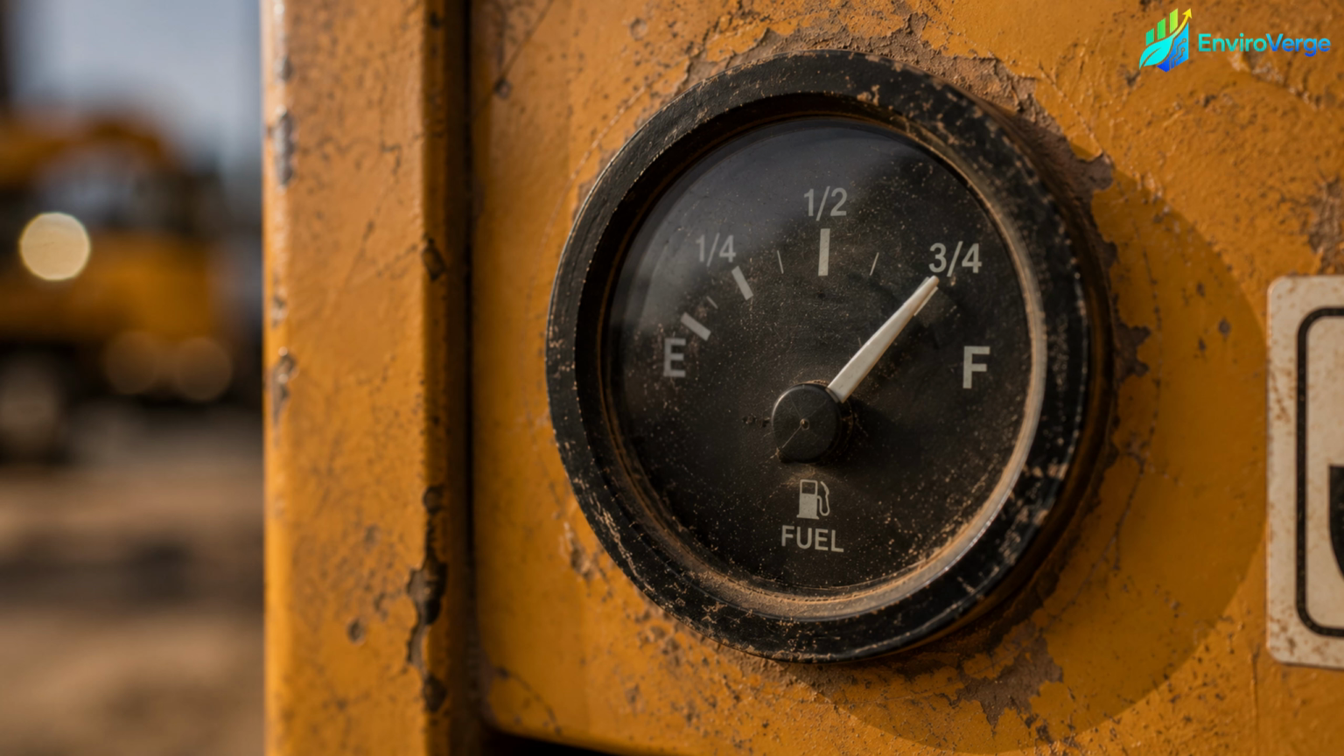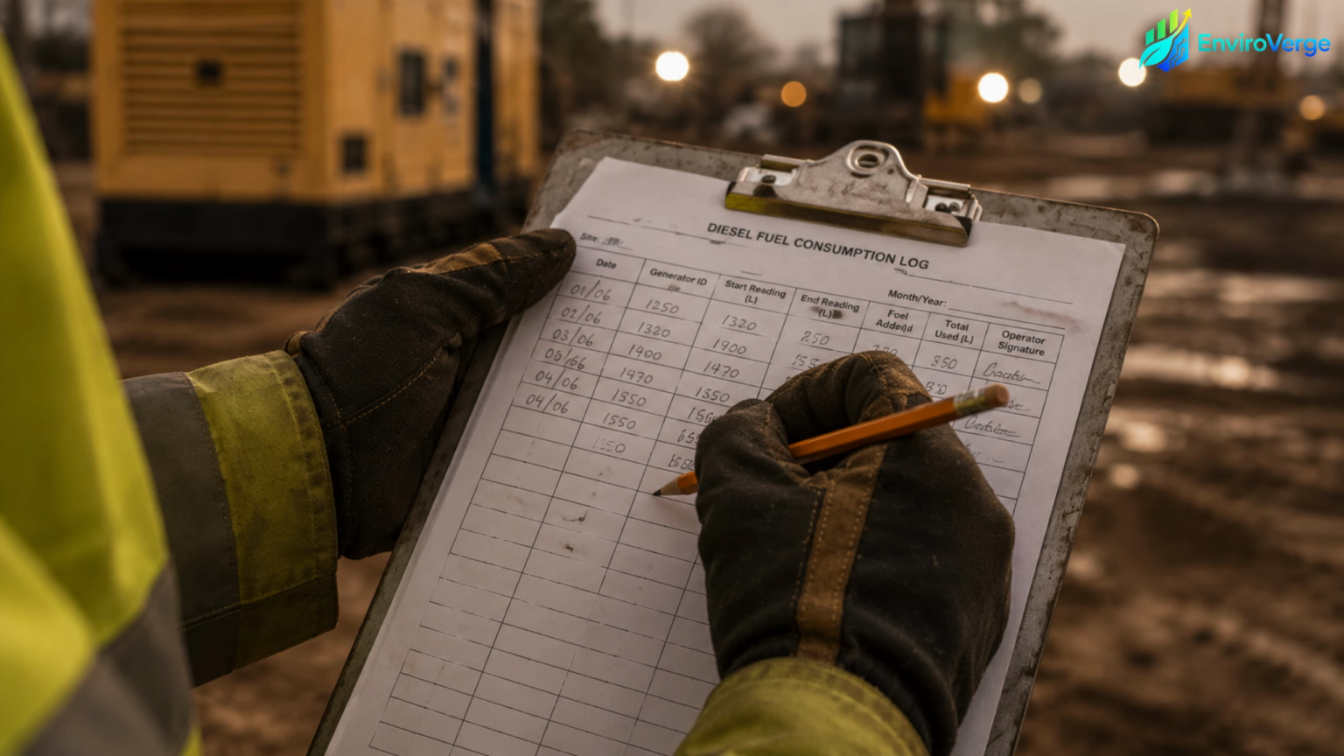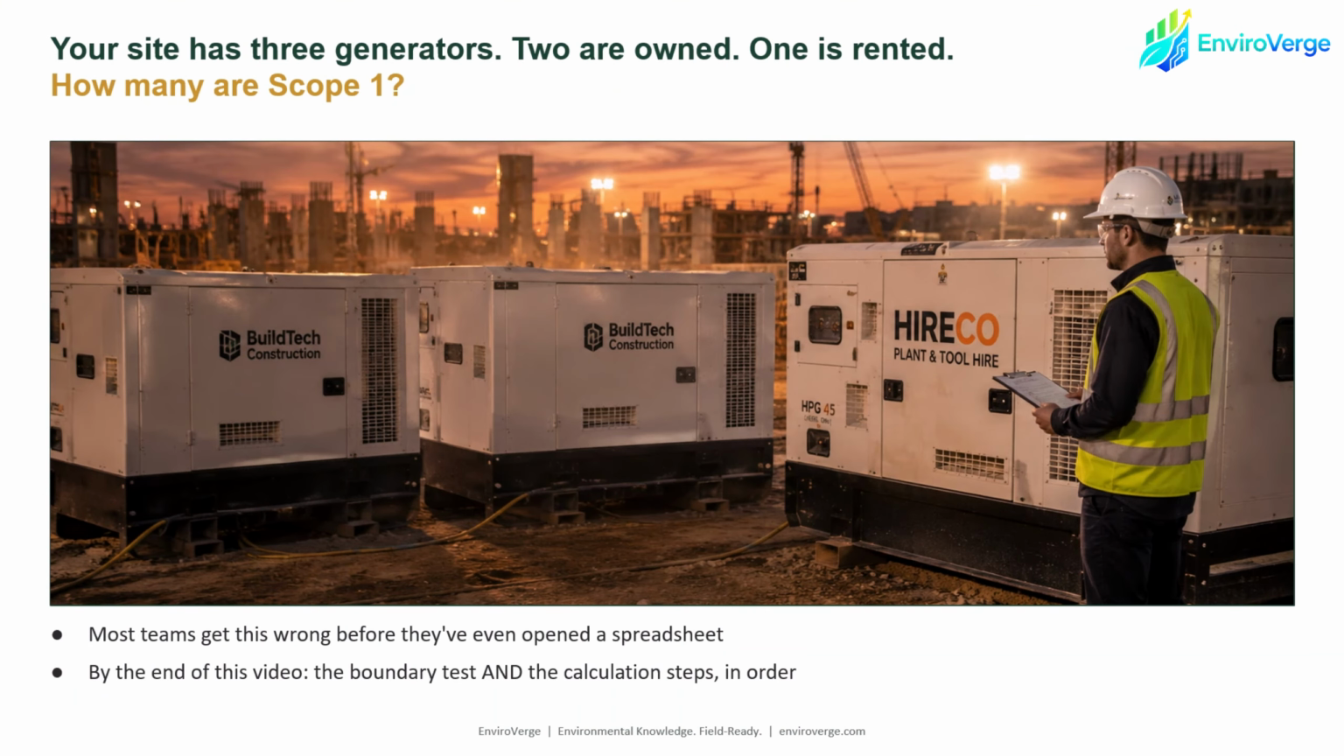Your site has 3 generators. 2 are owned, 1 is rented. How many of them are Scope 1? Most teams get this wrong before they've even opened a spreadsheet. Not because the formula is hard, because the boundary decision comes first, and most people skip it.